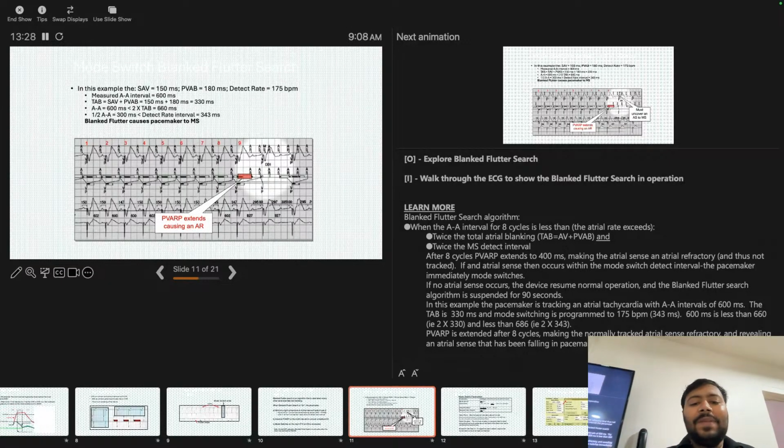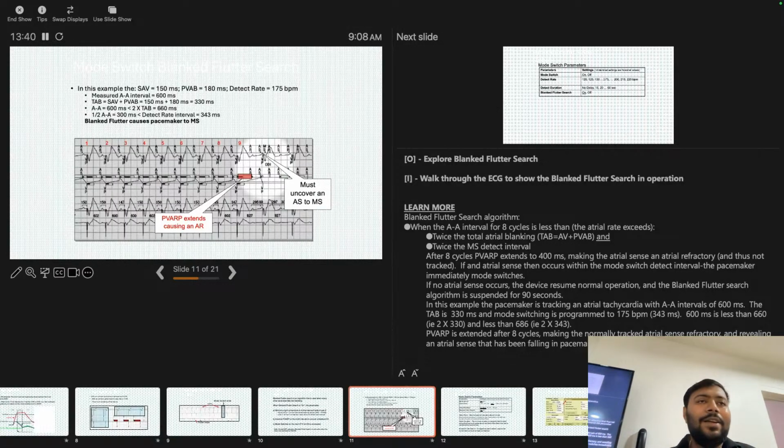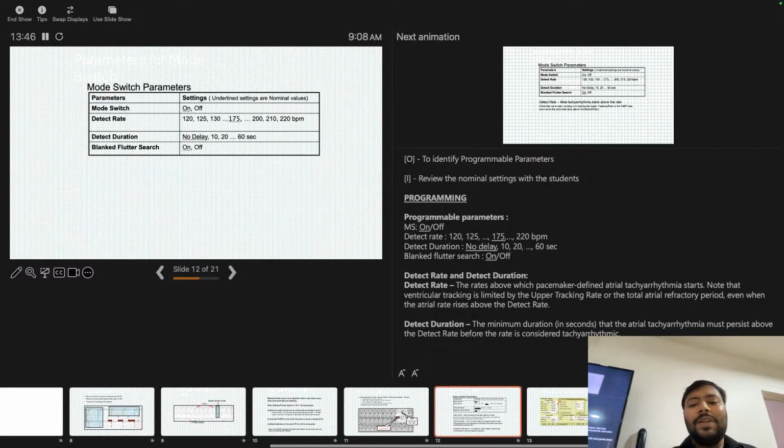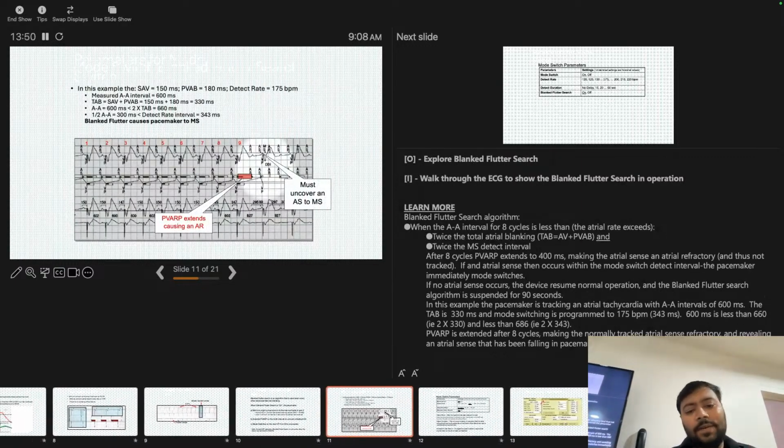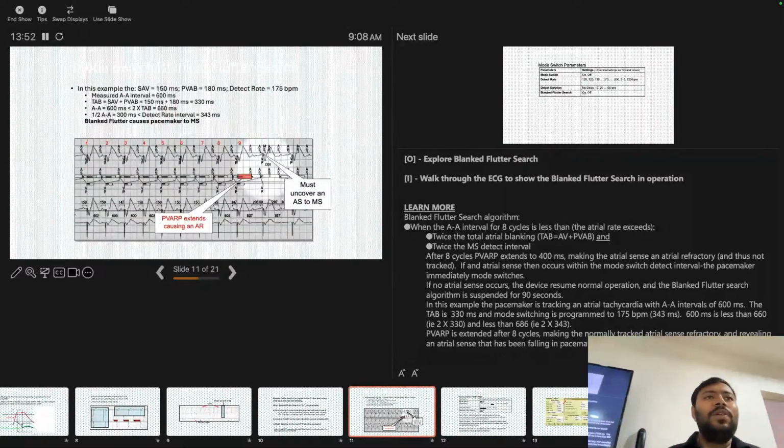If the PVARP is not extended, the AR will not come here. Again, it will get blanked. Then the second atrial beat will get tracked. Because of this AR happening, the next AS is also uncovered. So now the interval is very short here, which is lesser than our detection interval. So the device has done the mode switch here, sir. This will be helpful for the patient who has continuous flutters.